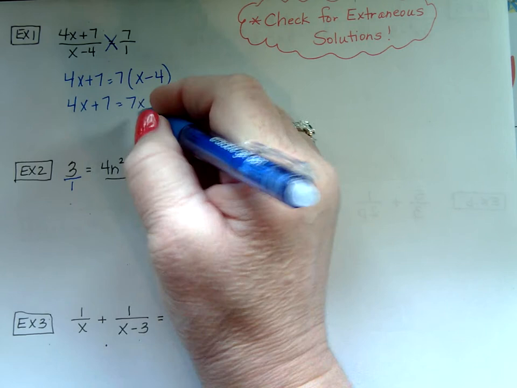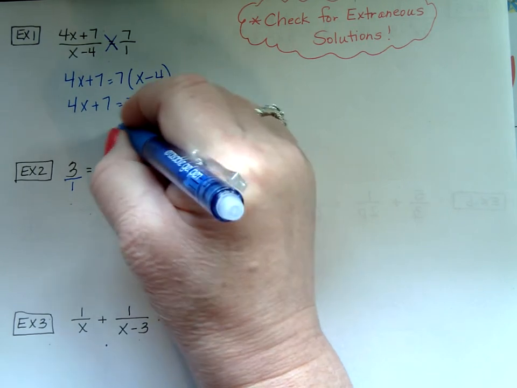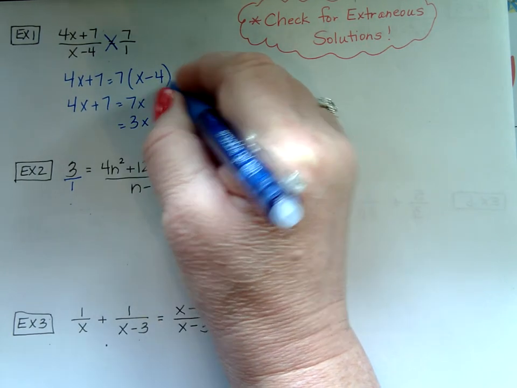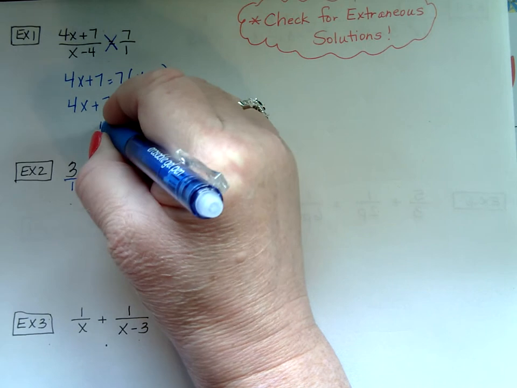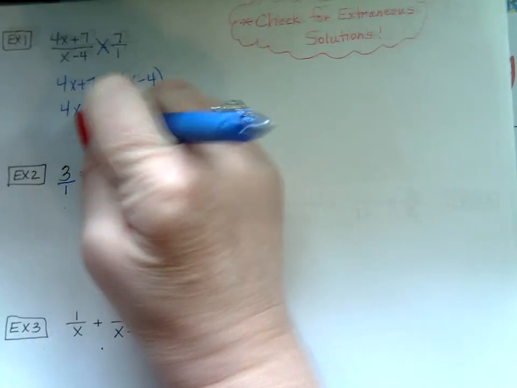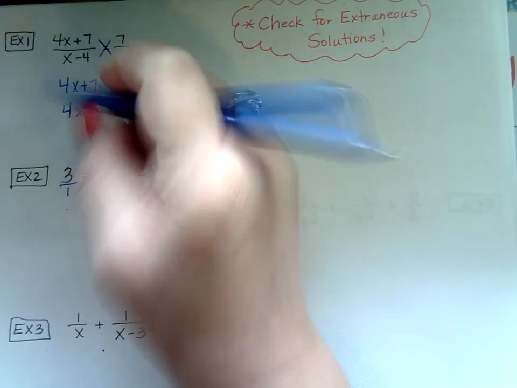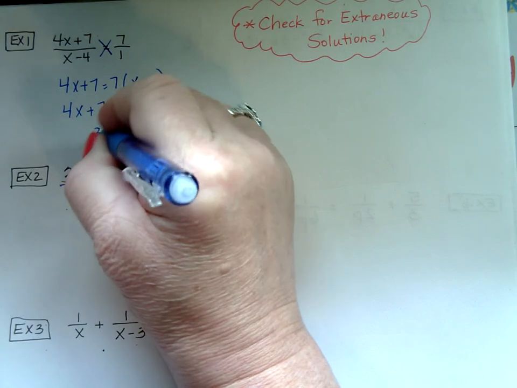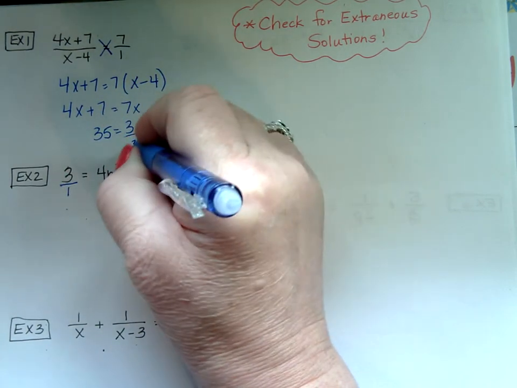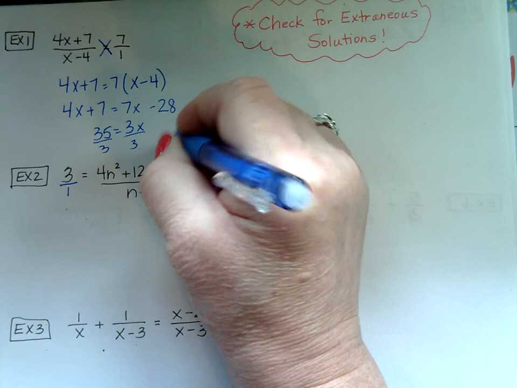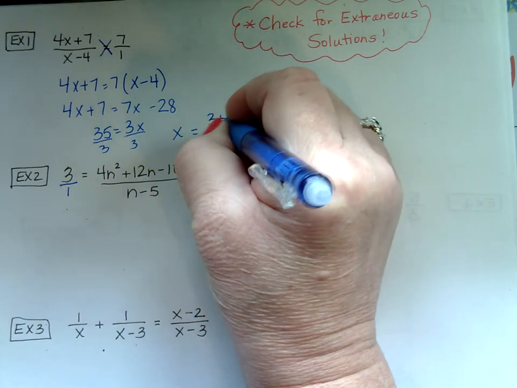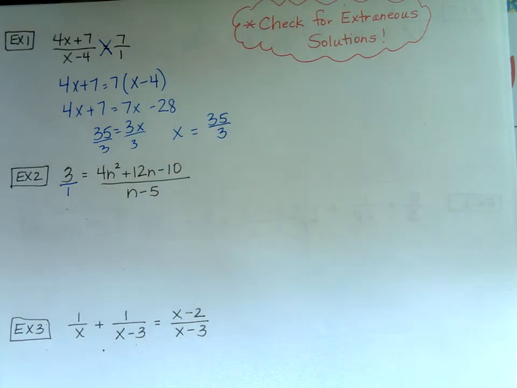And then solve for x. So I'm going to bring my 4x over here. I'll have 3 x's. Bring my 28 to the other side. I have 35. Oops, if I can say it, I just can't write it. 35. And then I divide both sides by 3. That gives me an x that is 35 thirds. And yeah, you can leave it that way. It's an improper fraction, but that's fine.